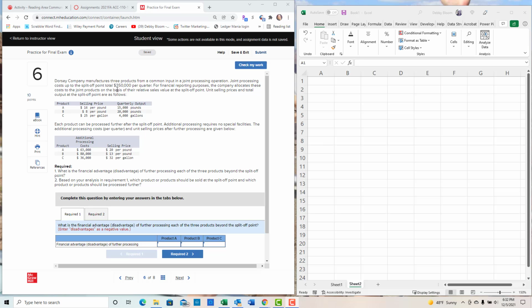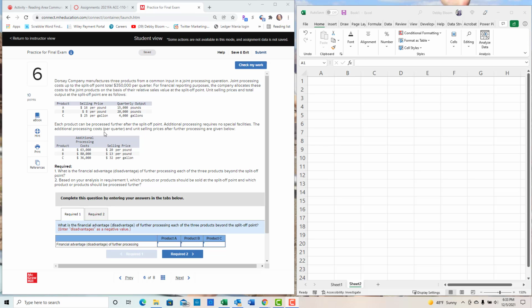$350,000 per quarter. Now, GAAP requires us to allocate those costs, but they're actually completely irrelevant to this problem because no matter what we do from this point forward, we still have to incur those costs. For financial reporting purposes, the company allocates these costs to the joint products on the basis of their relative sales value at the split-off point.